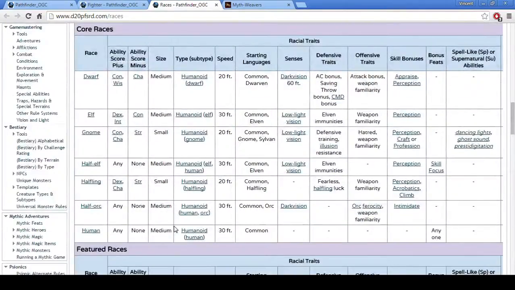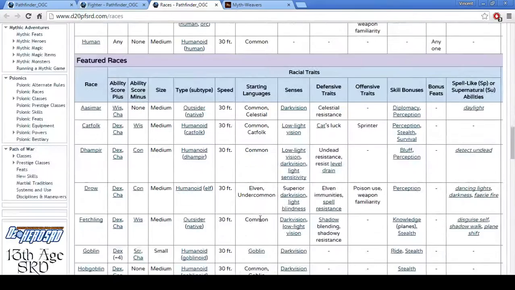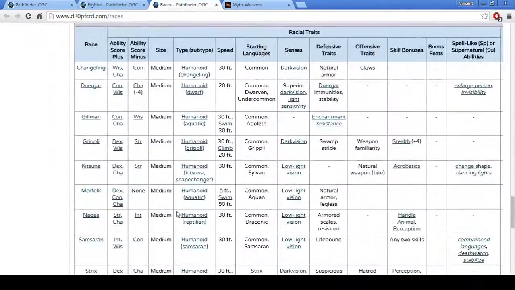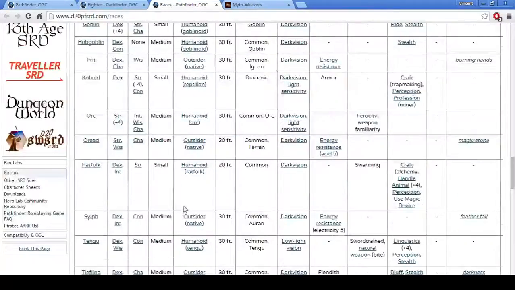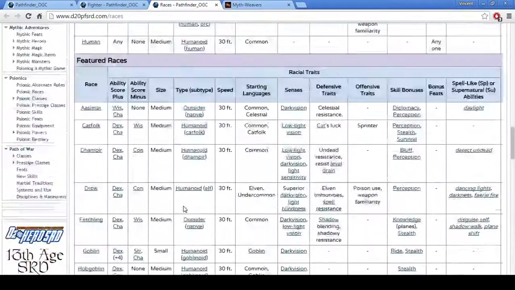Also, if this is your absolute first time playing Pathfinder, stick to the core races. If you want some variety, there's really no harm in picking a featured or uncommon race. They're just a little bit different, and you may not exactly know what they are.